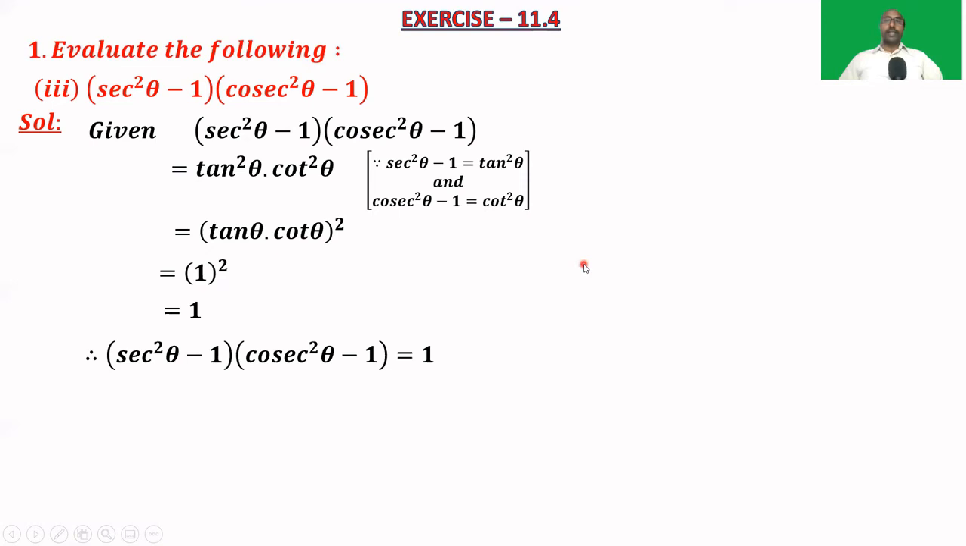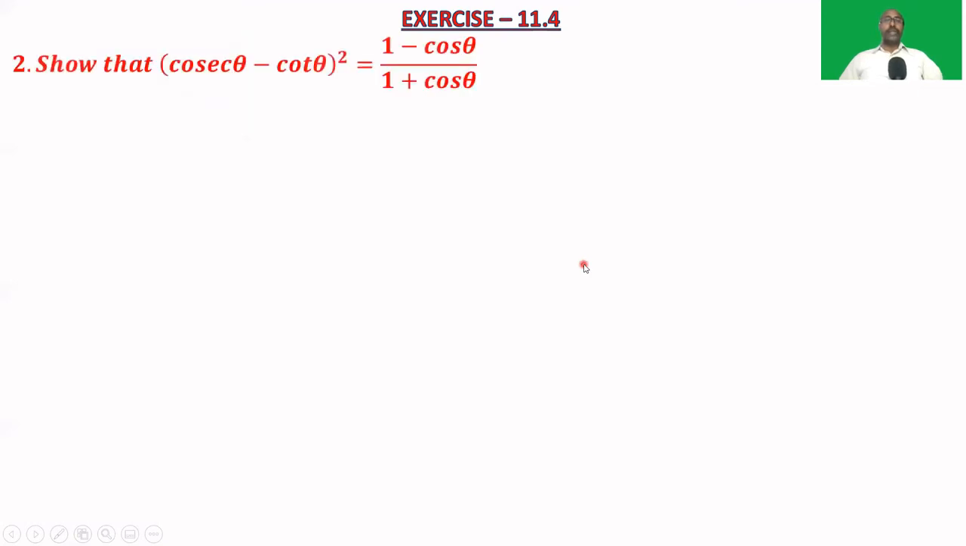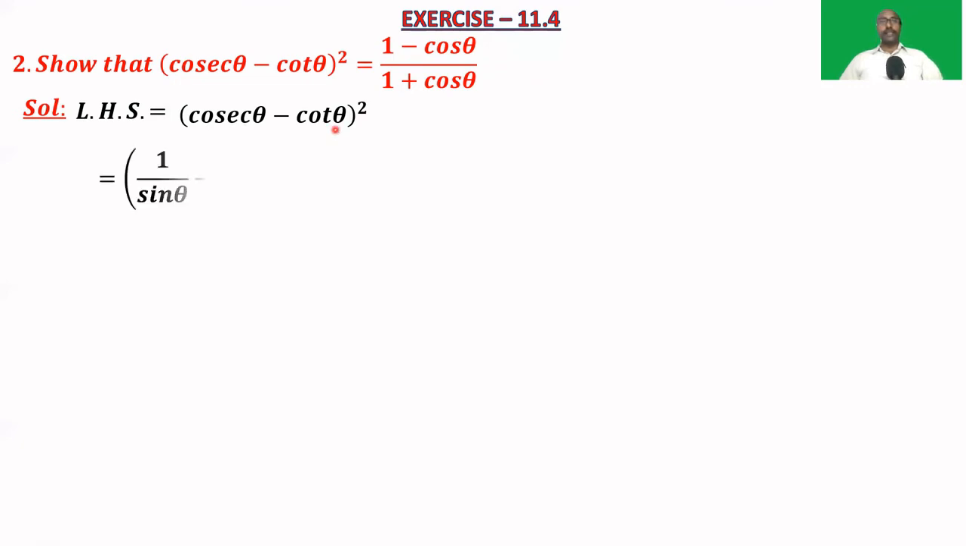Okay. Now let us see the second problem. Show that cosec theta minus cot theta whole square is equal to 1 minus cos theta by 1 plus cos theta. So take LHS of the given equation. Here the LHS is cosec theta minus cot theta whole square. So here our required value is in terms of cos theta. So convert these two trigonometric ratios in terms of sin theta and cos theta. That is, we can write cosec theta is equal to 1 by sin theta and cot theta is equal to cos theta by sin theta, like this.